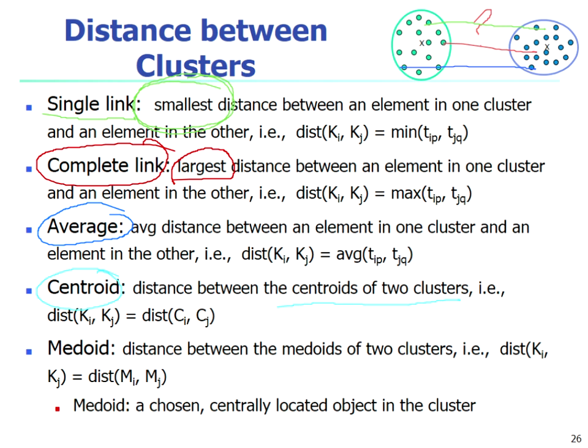Like your proposition, Mr. Walid. Mr. Walid and Mr. Faisal, we can calculate the distance between the center of cluster number 1 and cluster number 2. Medoid: we can calculate the distance between the medoids of the two clusters, not the center, but the medoids. So there are many manners to calculate the distance between clusters. Is it clear?